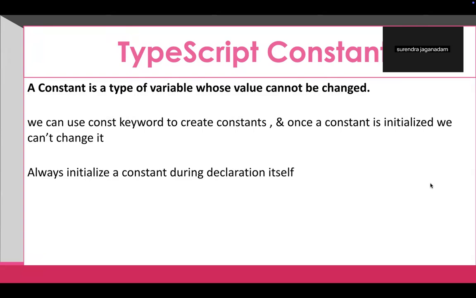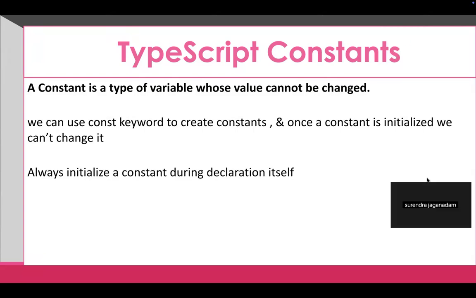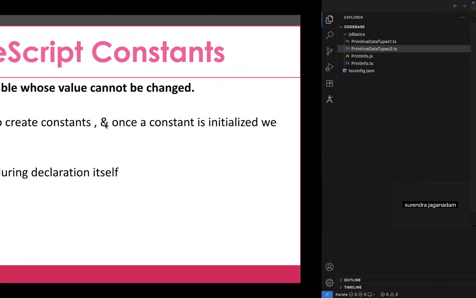So guys, as part of today's session, we are going to talk about constants. Ideally, what exactly is a constant? It's a type of variable whose value cannot be changed. Consider that throughout my program, the value for this variable is going to be the same. It's not going to change. In such cases, I will be using a constant. And const is the keyword that we need to use in order to create a constant.